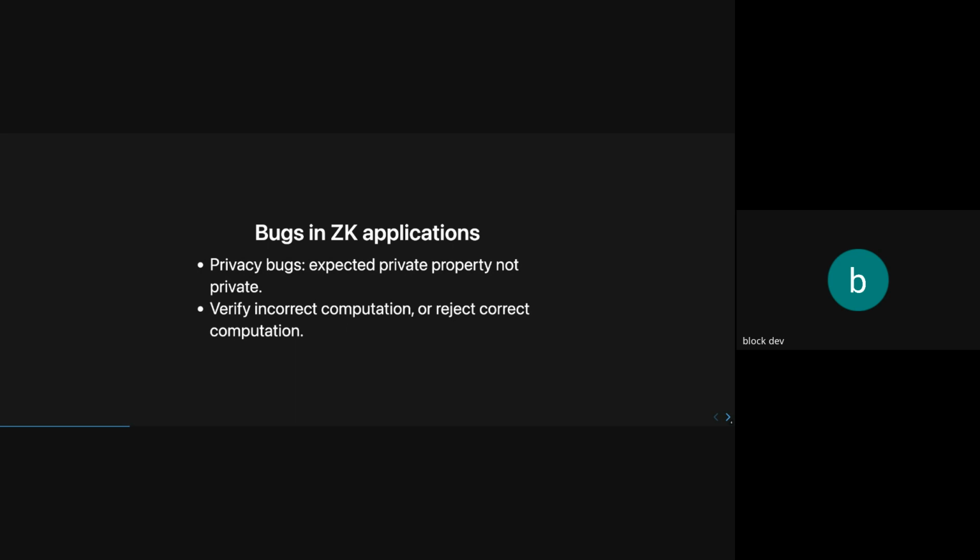And the other class of popular bugs is that you are letting your verifier verify some incorrect computation, or you're rejecting some correct computation. You may have heard of this as soundness and completeness. Again, to reiterate, these are the three classes of bugs. You can have many other bugs, but these are the common classes of bugs we have.